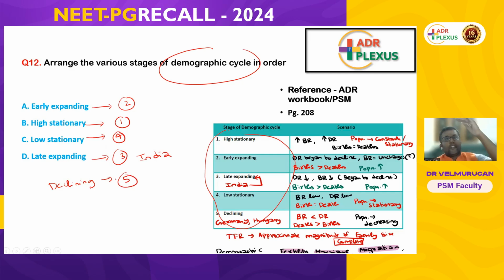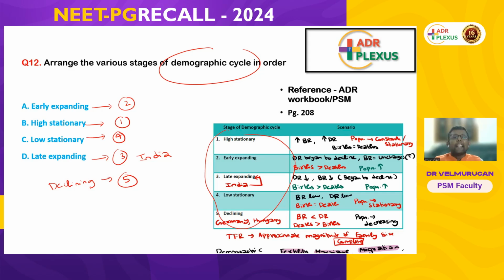So high stationary, the first stage, around the 1920s and all, a lot of births, a lot of deaths. So 500 births, 500 deaths, so the population was constant. Then slowly there was improvement. The medicine improved, so the number of deaths reduced. But still there were a lot of births. Since the science improved, the number of deaths was reduced, that's early expanding.